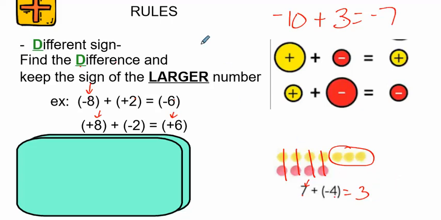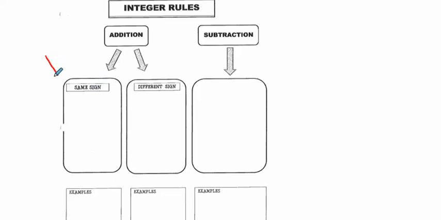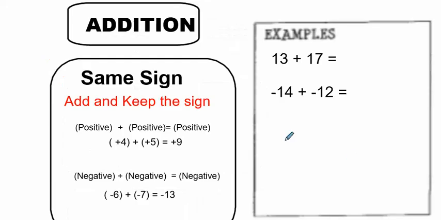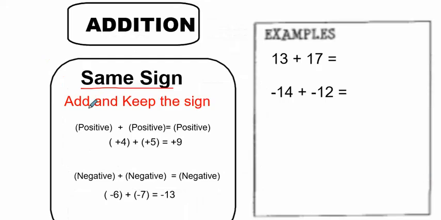Okay. All right, so let's go to your notes page and let's write this down. So there's the addition. So again, you're on this square right here. Okay? All right, so you're going to write same sign. If you have the same sign, I think that was actually already there. Yeah, same sign. It was already there. All right, so you're going to write add and keep the sign. Okay? Add and keep the sign.